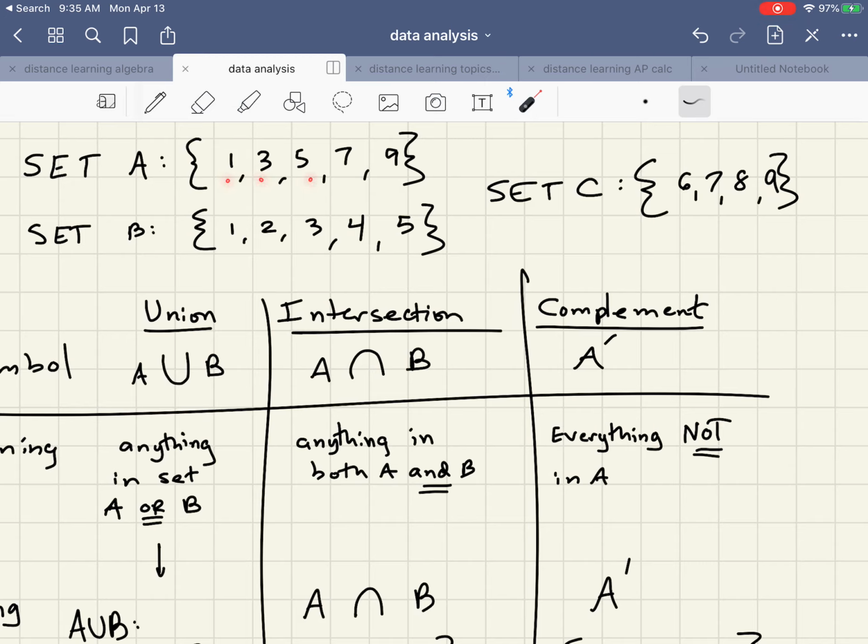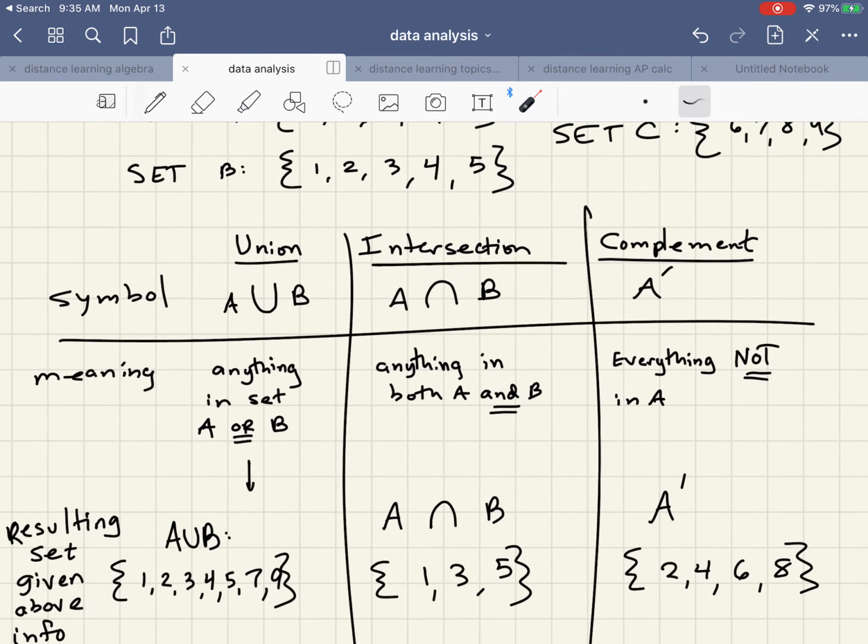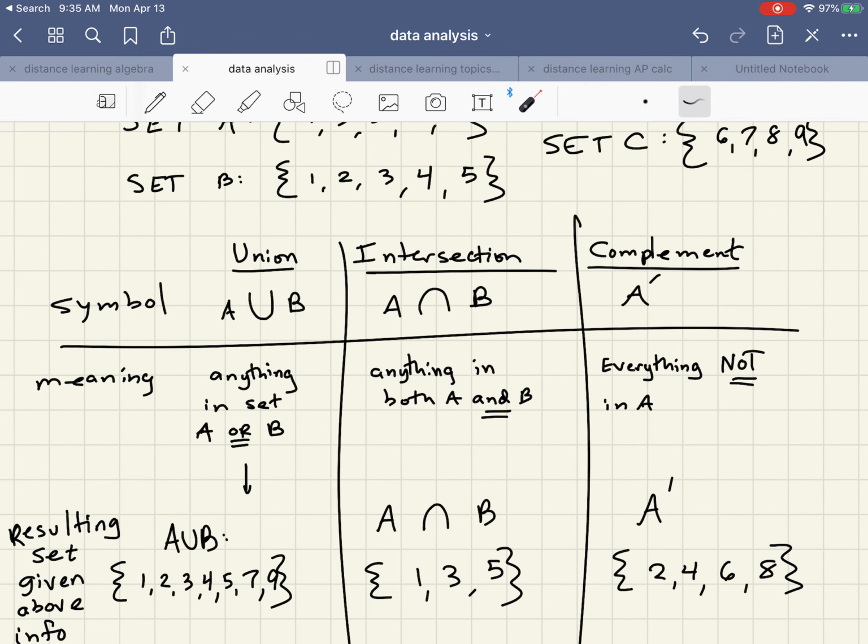So I have three sets defined above. Set A is 1, 3, 5, 7, and 9. Set B is 1, 2, 3, 4, 5. And set C is 6, 7, 8, 9. There's no other values. This is the entire set of all numbers. There's nothing outside of these three sets.